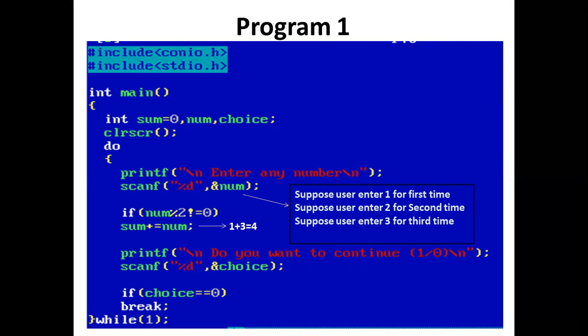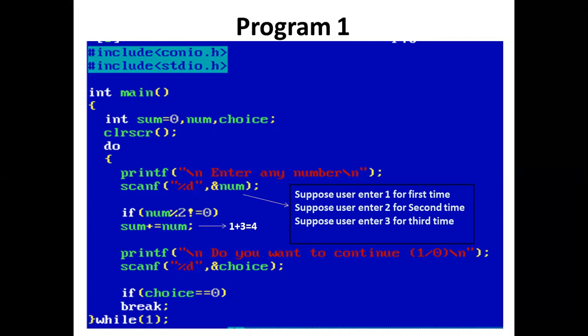Suppose the user enters one. Now we have an if and, in parenthesis, a condition: 1 mod 2 not equal to 0, which is true. So sum plus equal to num: 0 plus 1 is 1, and sum is assigned the value 1. Now the printf statement prints "do you want to continue? Press 1 or 0". Using scanf, the user enters the value of choice.